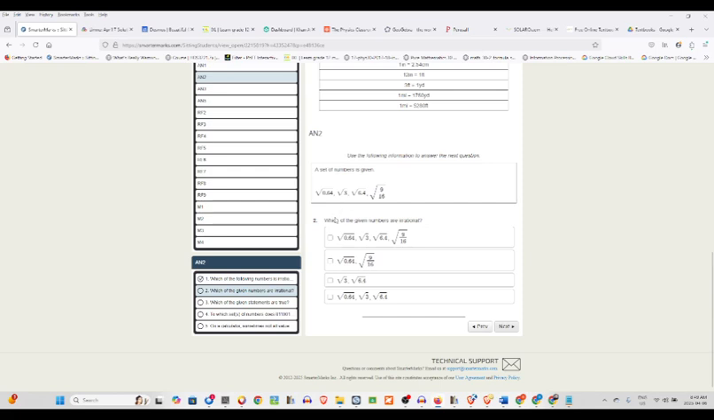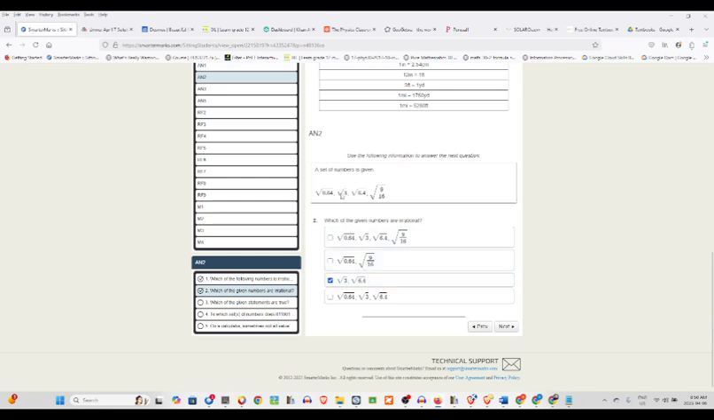Now here, which of the given numbers are irrational? Well, 0.64, if we take the square root of that, we get 0.8. So that's a rational number. So that is present in 3 of our options. That automatically narrows it down to C.